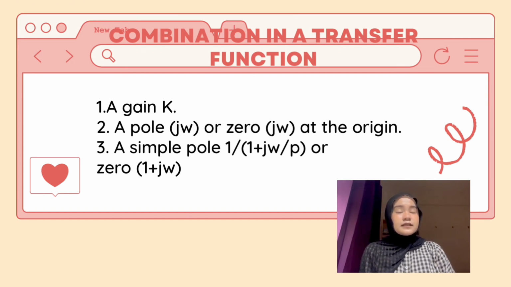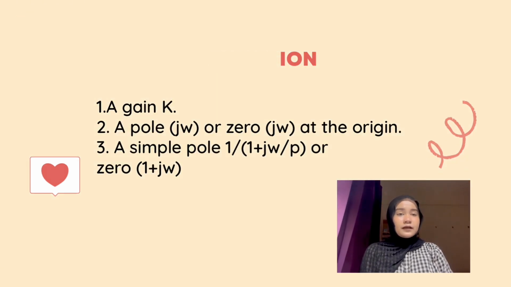So, here is the combination in a transfer function. The first is a gain K, second is a pole at the origin, 1 over j omega, and lastly is a simple pole, 1 over 1 plus j omega over p.